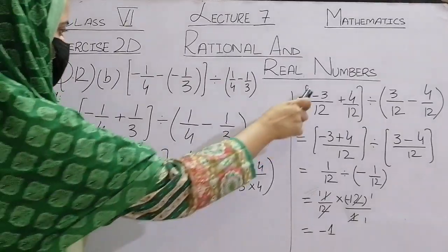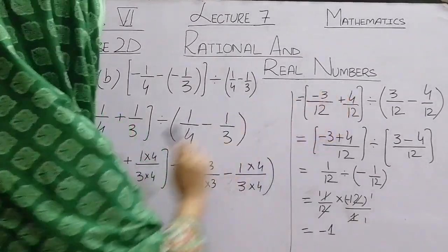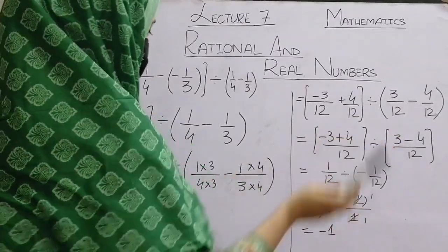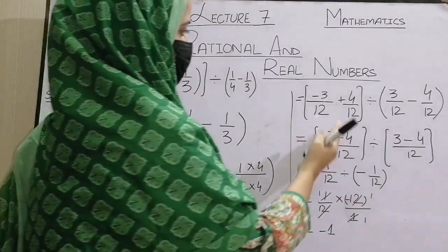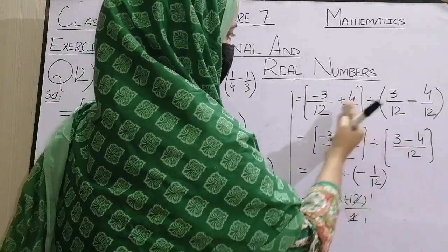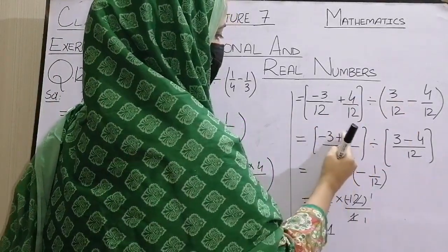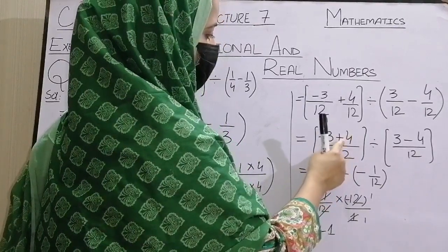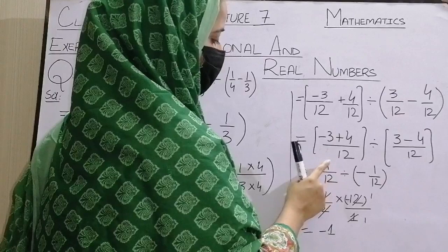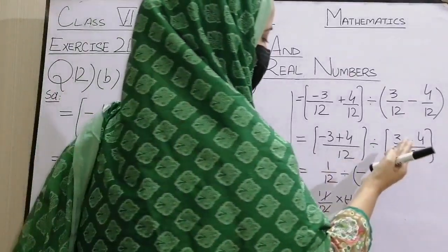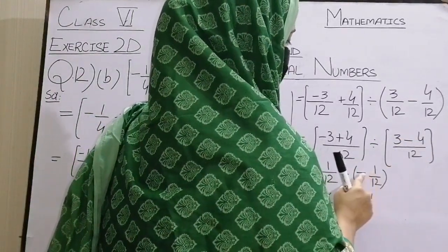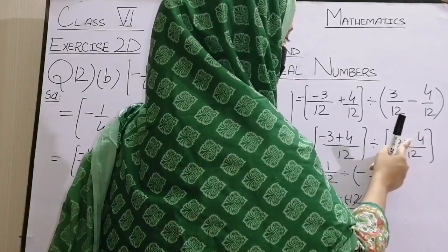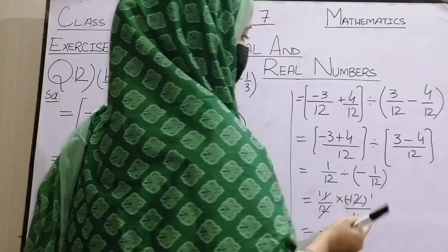Minus 1 into 3 is minus 3, 1 into 4 is 4. 4 3s are 12, 3 4s are 12. Combine the denominators here and here. Minus 3 plus 4 is 1, a positive 1, because 4 is the bigger number, it has the positive sign with it. So here is the positive 1. 3 minus 4 is minus 1 over 12, because 4 is the bigger number, it has the negative sign with it. So minus 1 over 12.